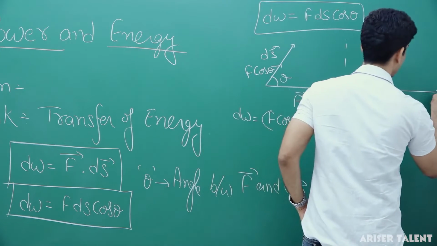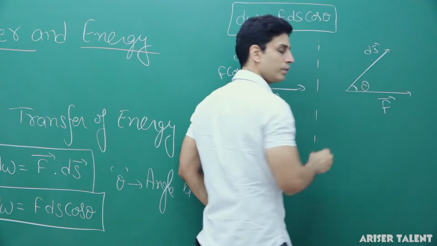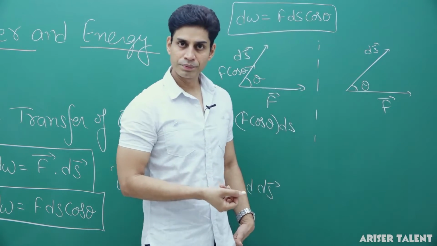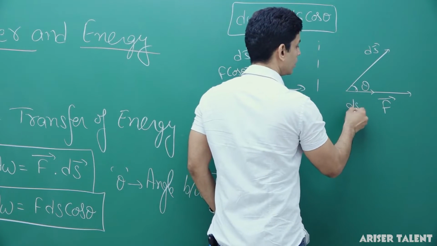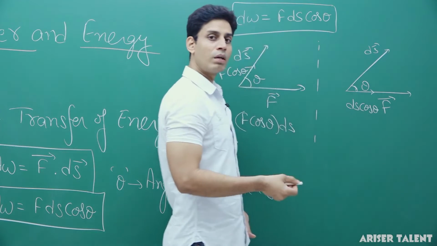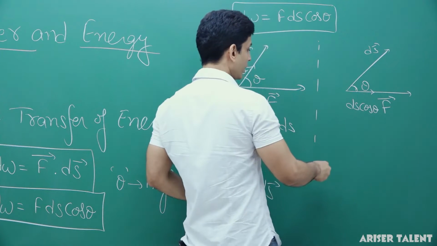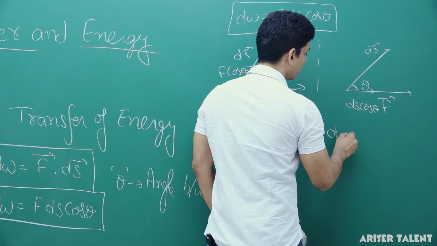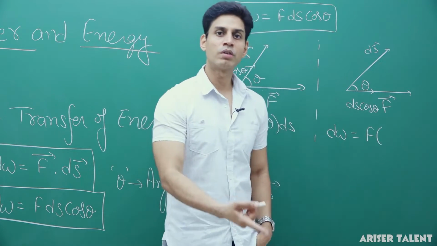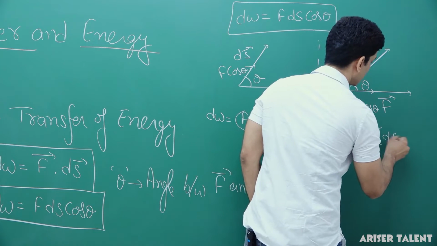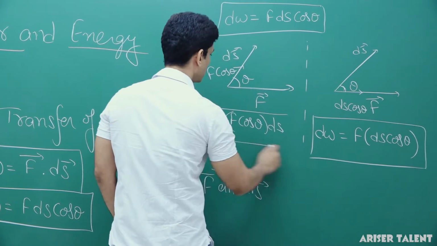Take another example. Same. F and ds. Angle is theta. Now ds is again a vector quantity and it is making an angle theta with force. So this component is ds cos theta. Now what is the angle between F and ds cos theta? It is 0. So it can be written as dw is F, that is force, multiplied by the component of the displacement along the force. So it is ds cos theta. This is how we can write the work.